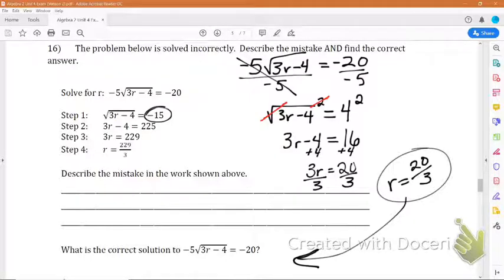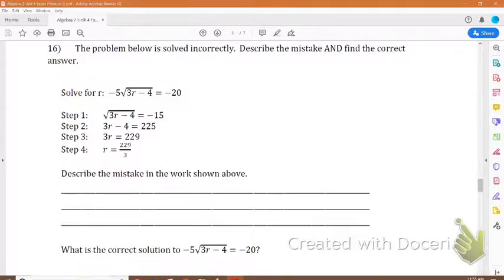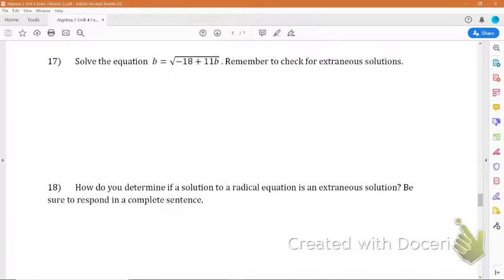Yes, you have a line for your answer. Extreme solutions. Are we okay on 16? Okay. Moving to 17. Solve the equation.